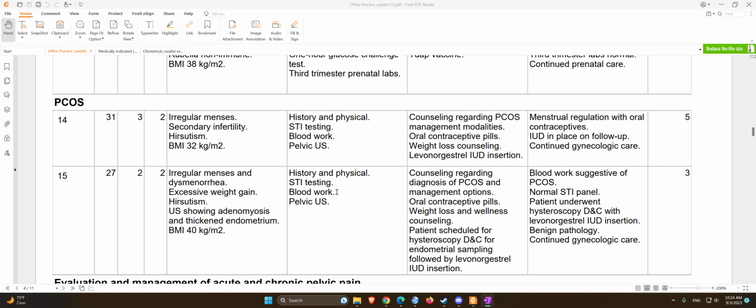I would start the patient on oral contraceptive pills for about 3 to 6 months for symptom management. And with the failure of the birth control pills to manage the patient's symptoms, I would then consider performing a saline infusion sonogram to rule out a possible endometrial polyp, for example. Okay.